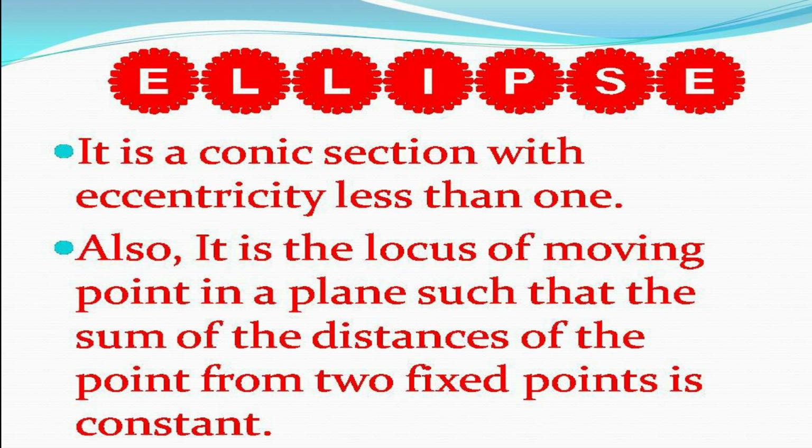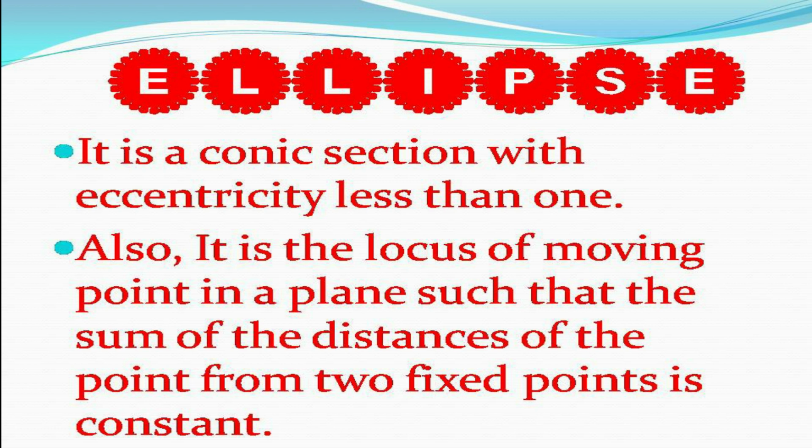Also, we can define ellipse as the locus of a moving point in a plane such that the sum of distances of the point from two fixed points is constant. Okay, so it is the locus of a moving point in a plane such that the sum of the distances of the point from two fixed points is always constant, and this is called ellipse.